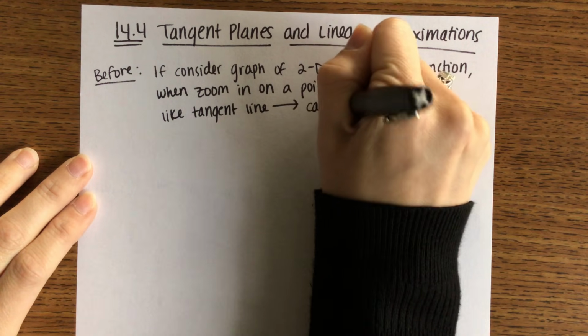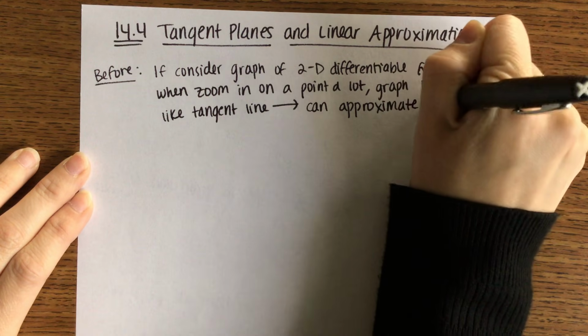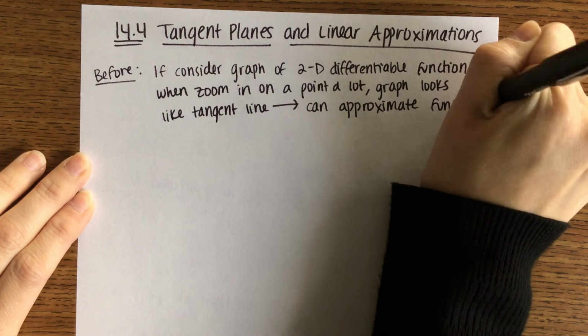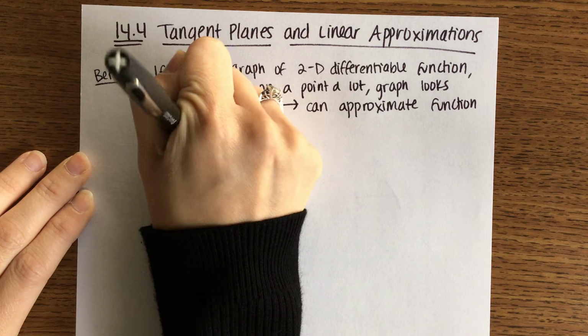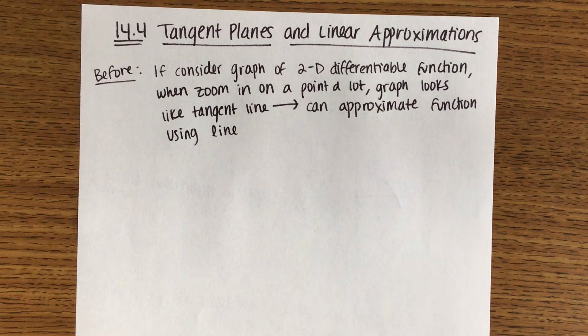Okay, so we can approximate the function using a line. And last year you were probably told you're only going to approximate that function when you were sufficiently close to the point. You don't want to go too far away. You remember that? The farther away you get, the more inaccurate your line is going to be as a prediction.